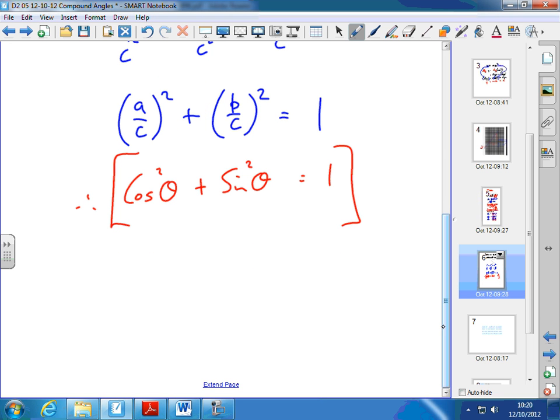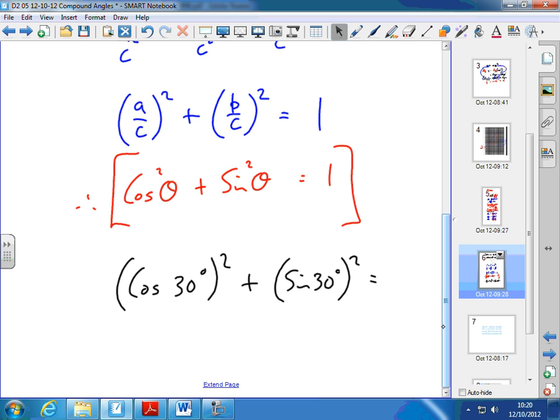So let's try that on the calculator and see if it works. Let's try the cosine of, say, 30 degrees, and then square it on your calculator, plus the sine of 30 degrees, and then square it, equals, and you should get the answer 1 because of that identity.